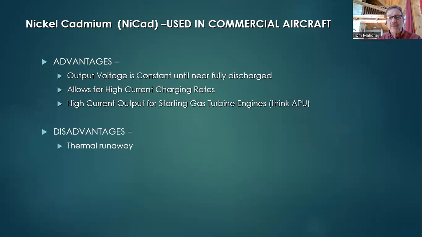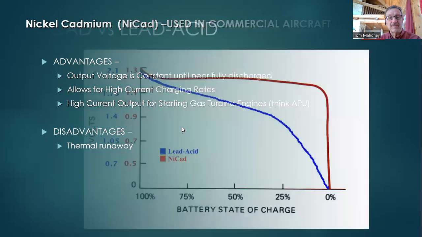High current output for starting gas turbine engines. Think about the APU. So we get a lot of power and it stays with us until we get something started. The big disadvantage is what we call a thermal runaway. This is not a good thing on an aircraft.